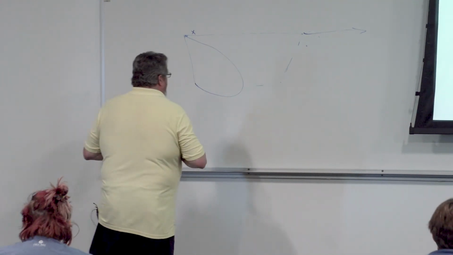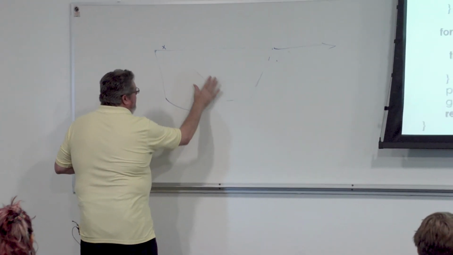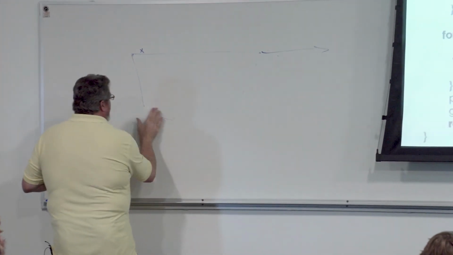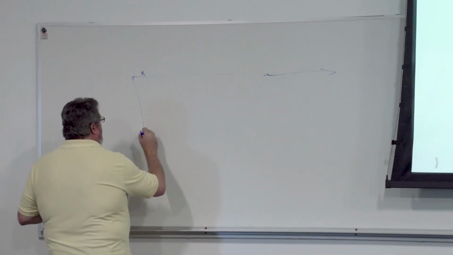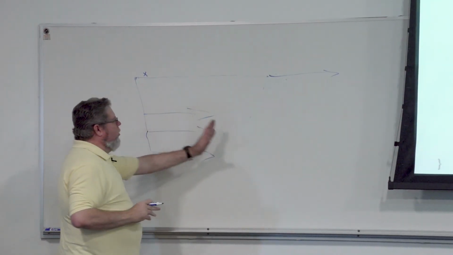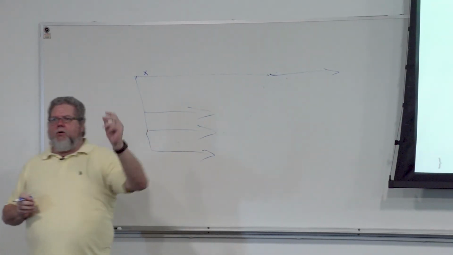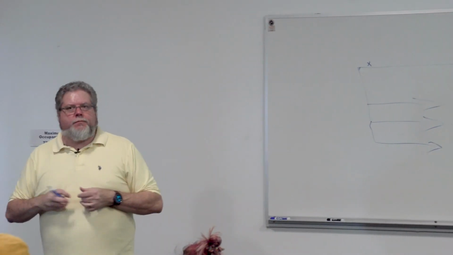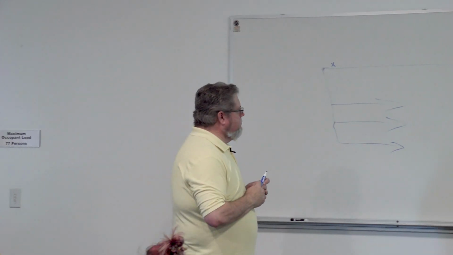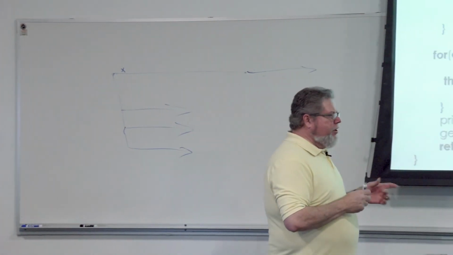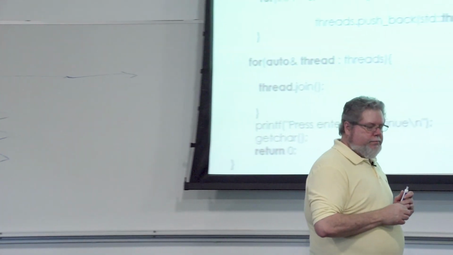Now, if they're detached threads, they fly off. Let's say I have a bunch of them. They do their own thing. When they get to the end of their code, they end, and they are cleaned up by the operating system. Easy peasy. A good example of a detached thread.